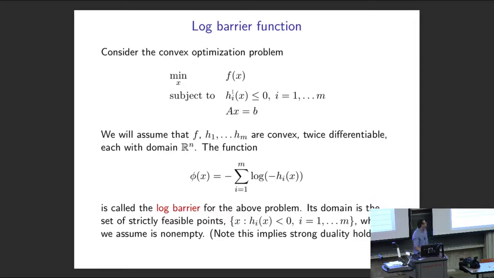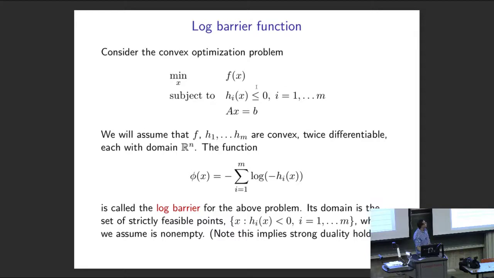So let's suppose we have a problem of this form, where all my functions f and h_i are convex and twice differentiable, and they have full domain. This is really just for simplicity. They could actually have, say, a domain that's a proper subset. And we're considering minimizing this problem. So the difference to what we saw with equality constrained Newton is actually just these inequality constraints.